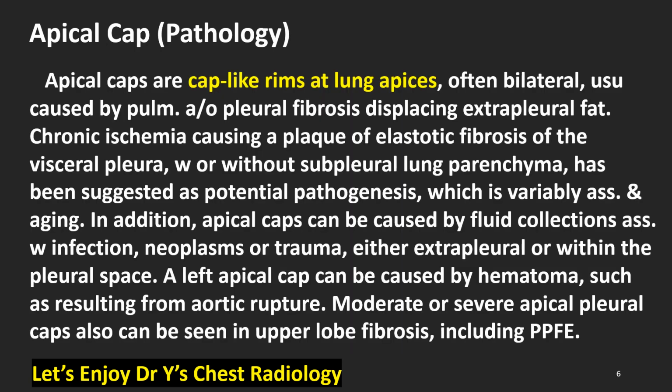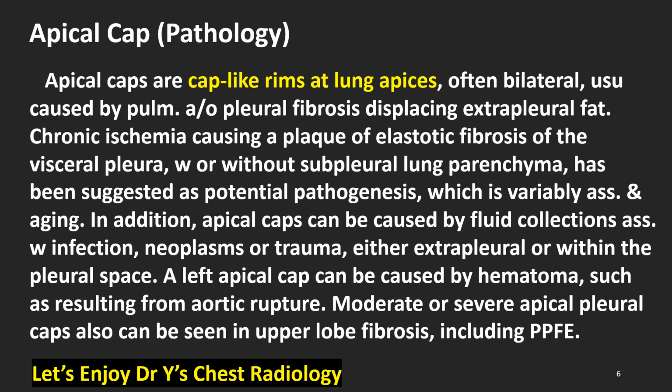Apical cap pathology. Apical caps are cap-like rims at the lung apices, often bilateral, usually caused by pulmonary and/or pleural fibrosis displacing extrapleural fat. Chronic ischemia causing a plaque of elastotic fibrosis of the visceral pleura with or without subpleural lung parenchyma has been suggested as potential pathogenesis, which is variably associated with aging.